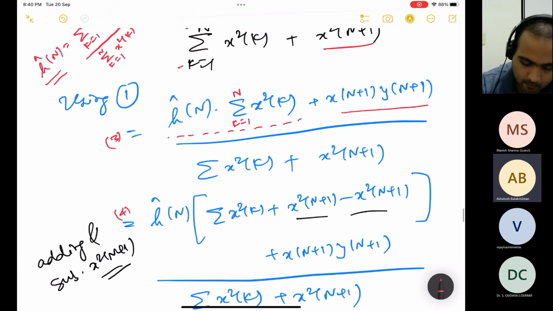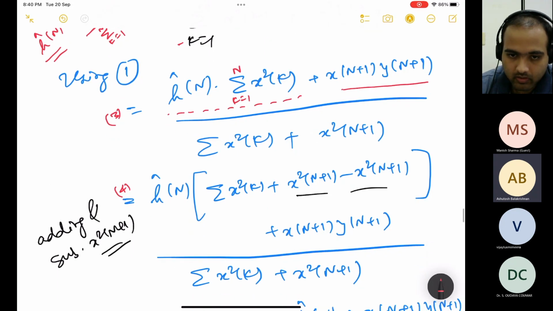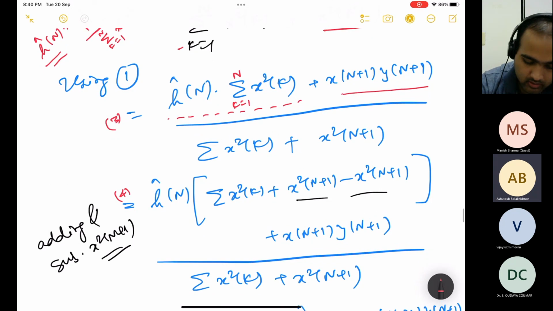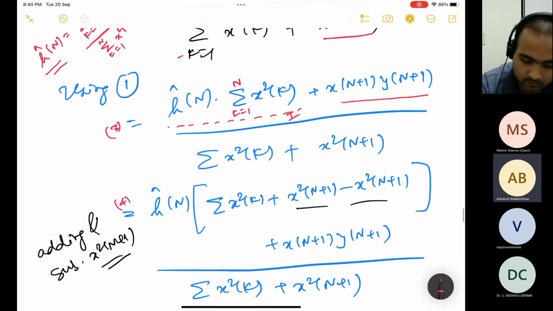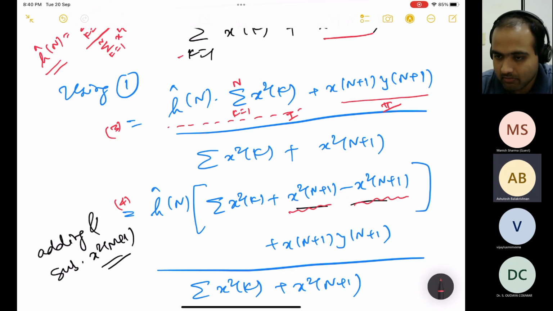Now in step 4, we have two terms. This is term 1 and this is my term 2. In step 4, we are going to add and subtract x square n plus 1 times h hat n. My term 2 remains as it is, so I'm not touching my term 2 so far.